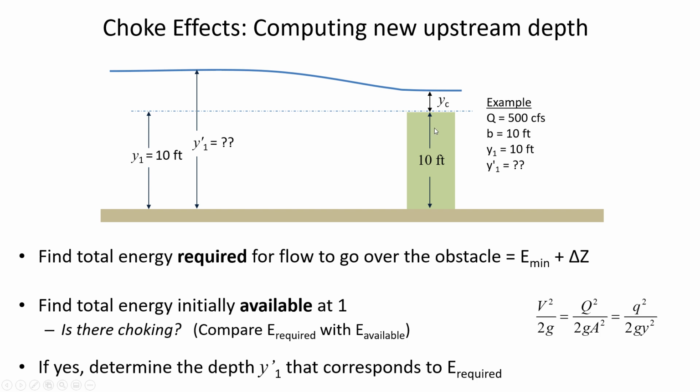Any guesses? How deep do you think it's going to have to get? Right now it's 10 feet. What do you think, 11, 12, 1,000? Probably not 1,000, right? That seems too deep. It's going to be enough so that there's the specific energy at 1 that can achieve the delta Z and 3/2 times the critical depth.